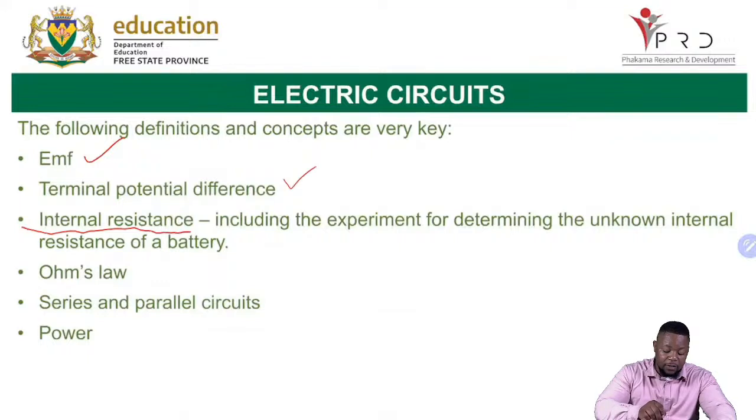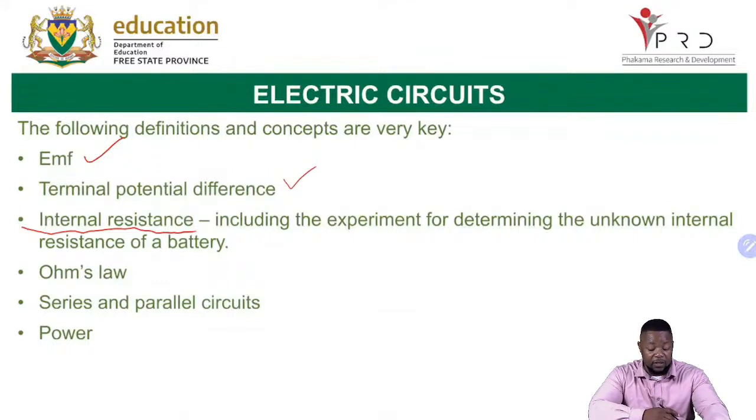Very important is the definition of internal resistance as the resistance within the battery that causes a drop in potential difference when the current passes through it. It is very important for you to be able to define this internal resistance as per examination guideline 2021. The Ohm's law, you must be able to define that. And then you must be able to calculate resistors in series and resistors in parallel. The power as the rate at which work is done should also be defined as per examination guideline 2021.